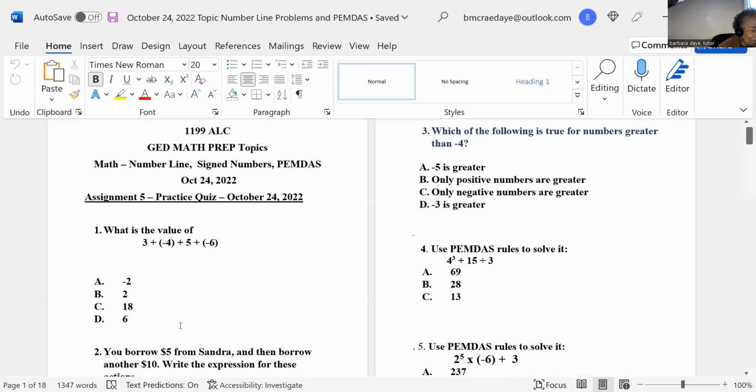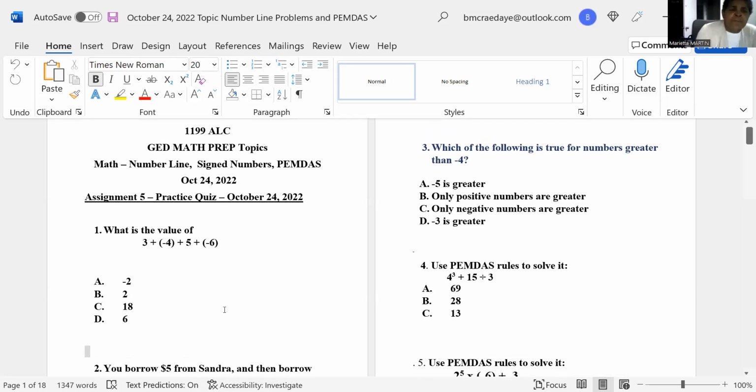Very good. Do you want to tell me how you got it? I subtract -4 and 3, I get a -1. And then I add 5 and -6, I get a -1. And I add them together, it's -2.